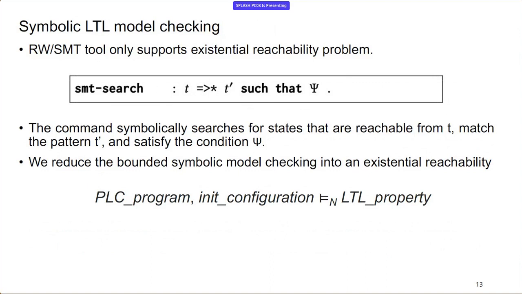And here, T and T prime are term patterns, and the command symbolically searches for states that are reachable from T, match the pattern T prime, and satisfy the condition psi. So this is the problem we wanted to solve, the LTL model checking problem, and that's the problem that our tool supports. So what we're going to do here is to reduce this problem into that existential reachability.